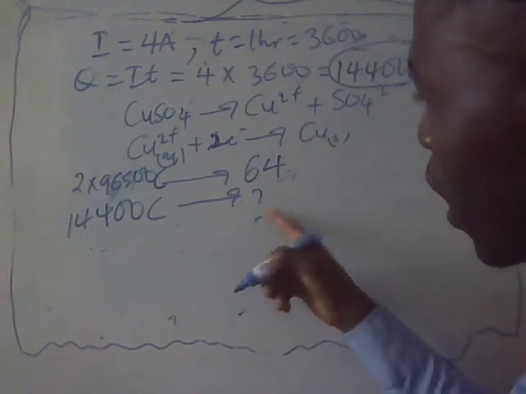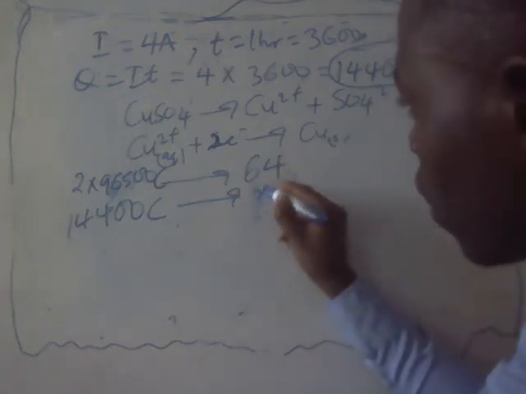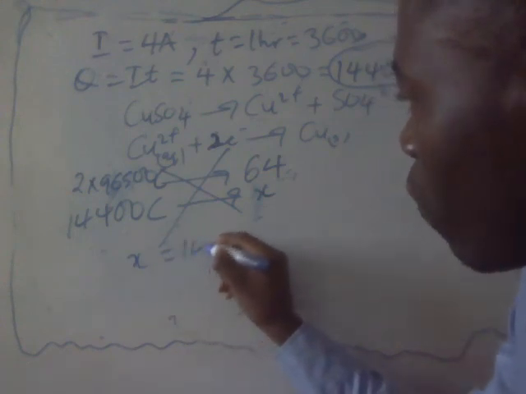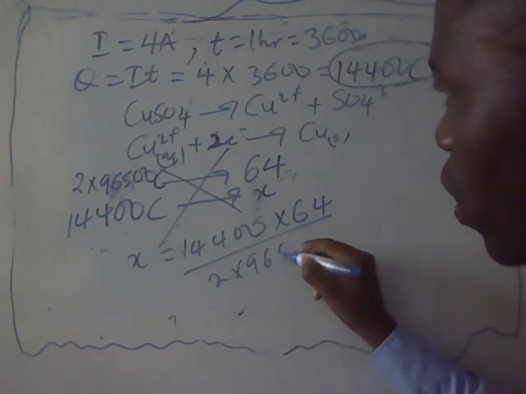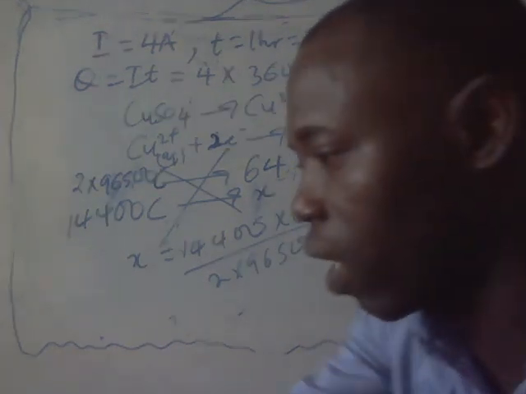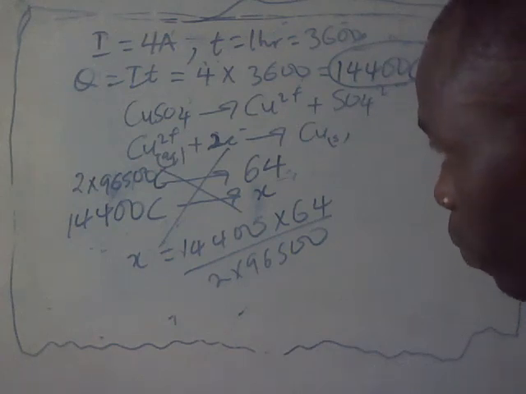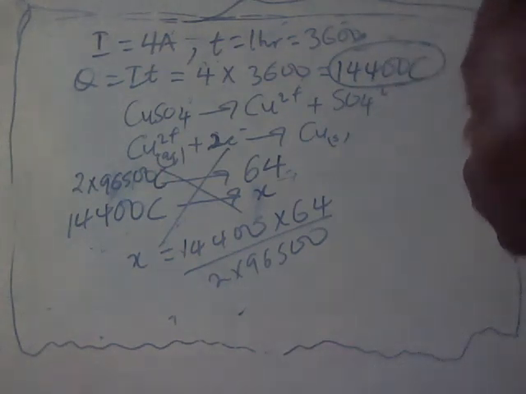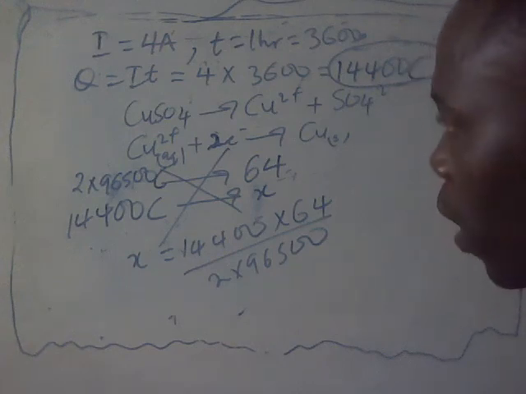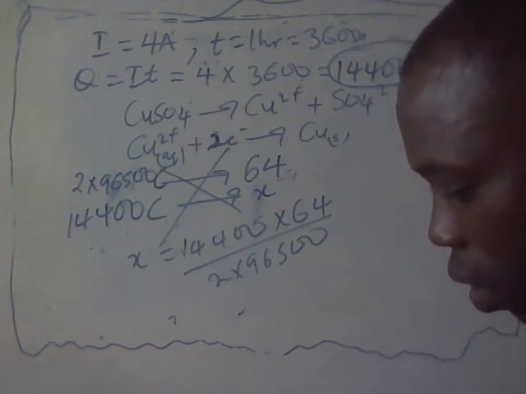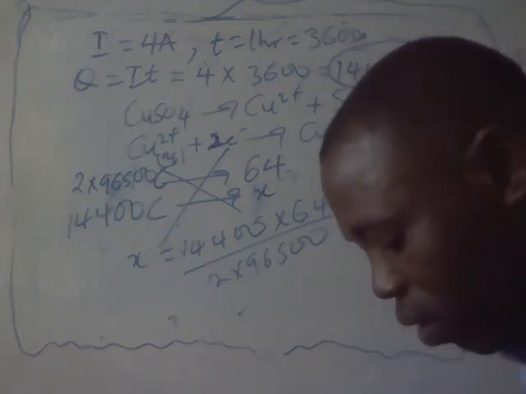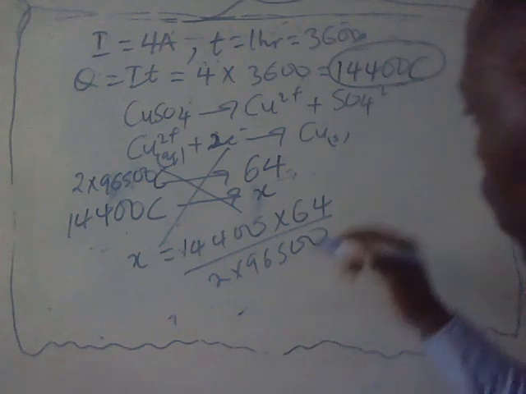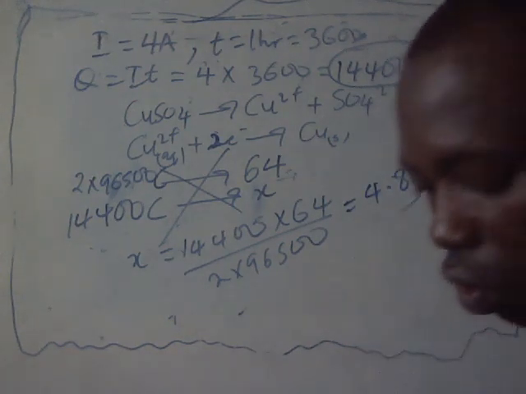That question mark can be any alphabet of your choice. Let's use X. Then you cross multiply. You have X equals 14400 multiplied by 64 divided by 2 times 96500. So let's quickly multiply that. 14400 multiplied by 64 gives us this, divided by 96500, divided by 2. I have it as 4.775, approximately 4.8 grams. Okay, 4.8 grams.